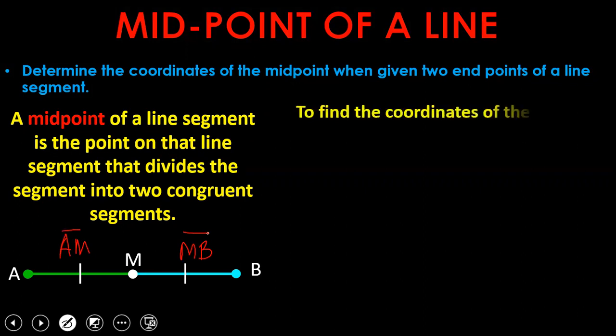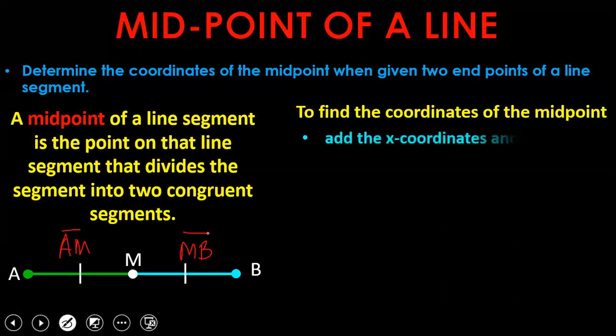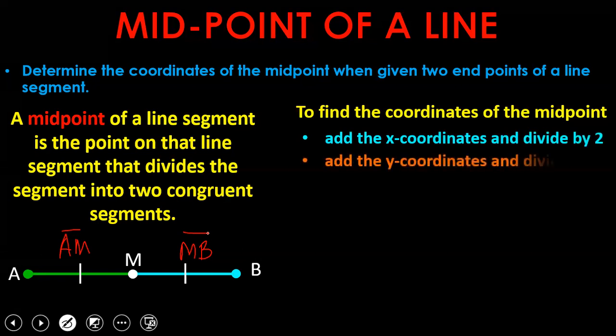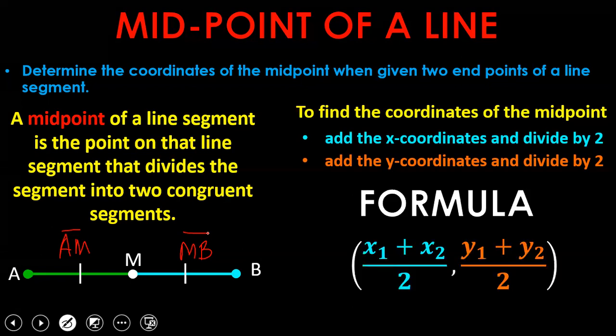To find the coordinates of the midpoint, we simply add the x coordinates and divide by 2 to get the x value. Then we add the y coordinates and divide by 2 to get the y value. In other words, x1 plus x2 all divided by 2 gives our x value, and y1 plus y2 all divided by 2 gives our y value. Let us look at an example.